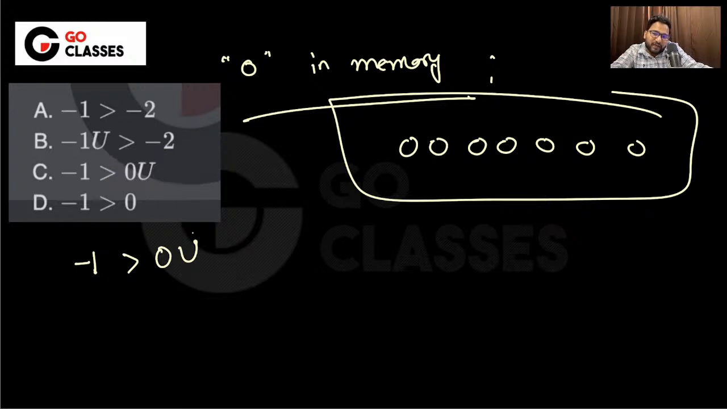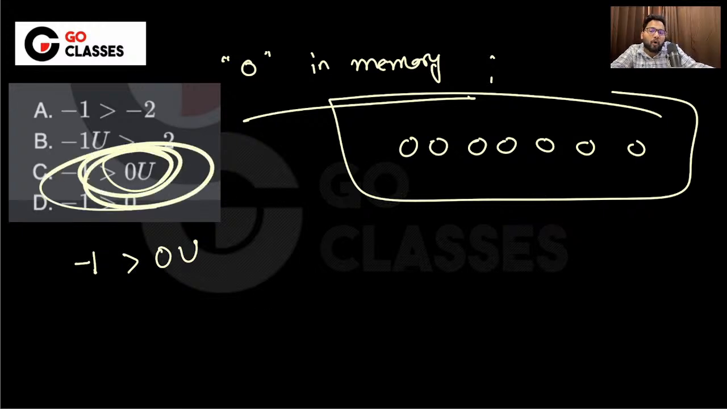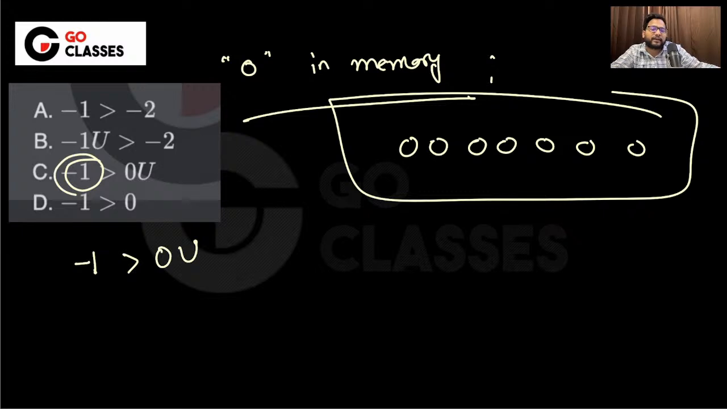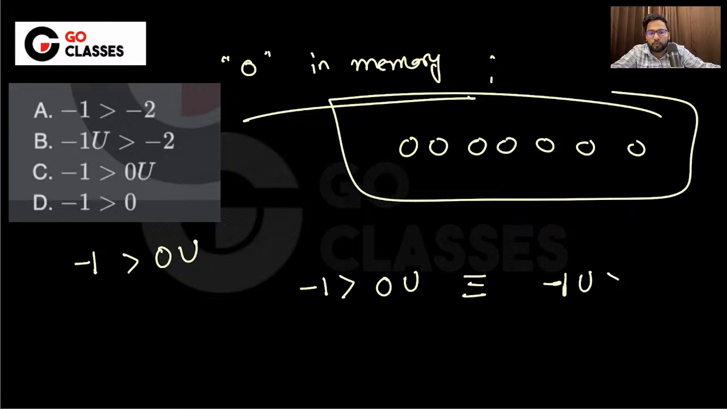Now interestingly, if you are writing u here, then automatically, if you are treating one of the numbers in the comparison as unsigned, this will also be treated as unsigned. I mean, -1 is greater than 0u is the same as saying -1u is greater than 0u, which is the same as saying -1u is greater than 0. So these three are the same.